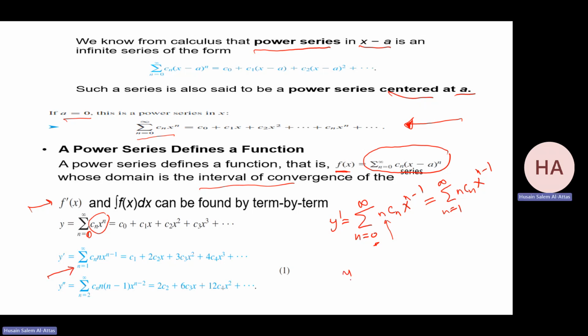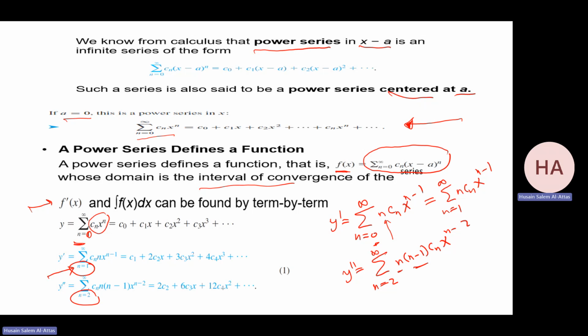For y double prime, what will I get? I will get n times n minus 1, Cn x to the power n minus 2. At n equals 0, this expression will be 0. At n equals 1, this expression will be 0. So I have my starting point from 2. Notice here from 2, here from 1, where the original series is from 0.